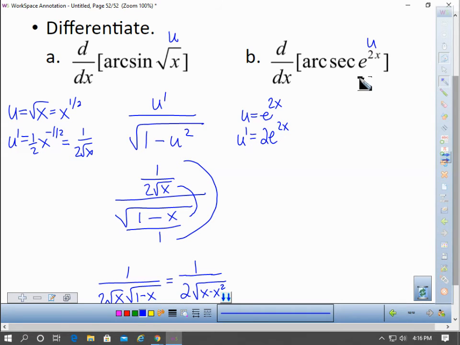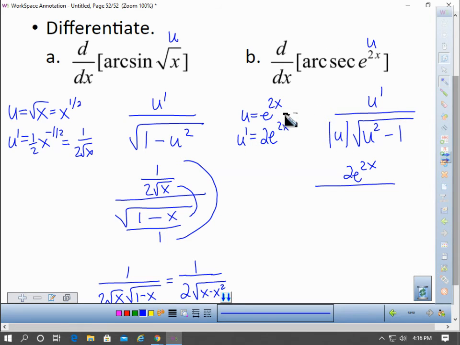So what is the formula for the arcsecant? Well, that one was u prime divided by the absolute value of u, and then the square root of, remember, because this started with a u, it starts with a u in here, u squared minus 1. So I'm just going to plug those in. So my u prime is the 2e to the 2x, and then in my denominator, I need the absolute value of u. I don't need the bars, but I can talk about that later. Because e to the 2x is always positive, but I'll write it in there first.